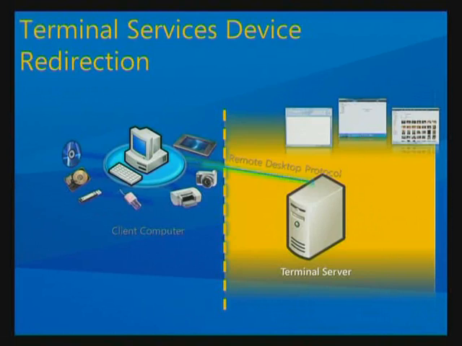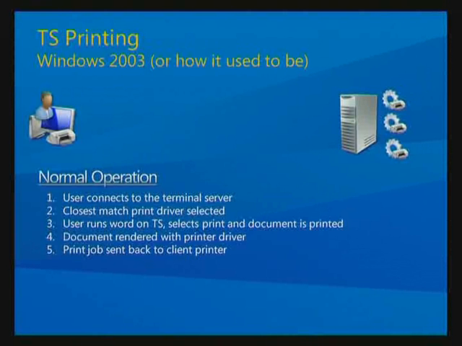So, TS printing. This is how TS printing used to be with 2003. Basically, this is the normal operation. This is what would happen if it worked. And I know some of you have had the odd problem with printing. What would happen is the user would connect to the terminal server, and when they connect, their client would negotiate with the terminal server what printer driver to use. So we'd interrogate all of the printer drivers on the server until a matching printer driver was found. Once the matching printer driver was found, we'd instantiate a queue on the server.